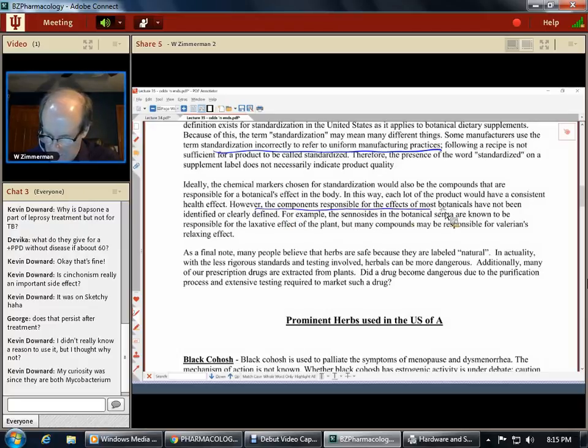The components responsible for the effect of most botanicals have not been identified. For example, the sennosides in the botanical senna are known to be responsible for the laxative effect of the plant, but many compounds may be responsible for valerian's relaxing effect. So valerian has a relaxing effect due to what?